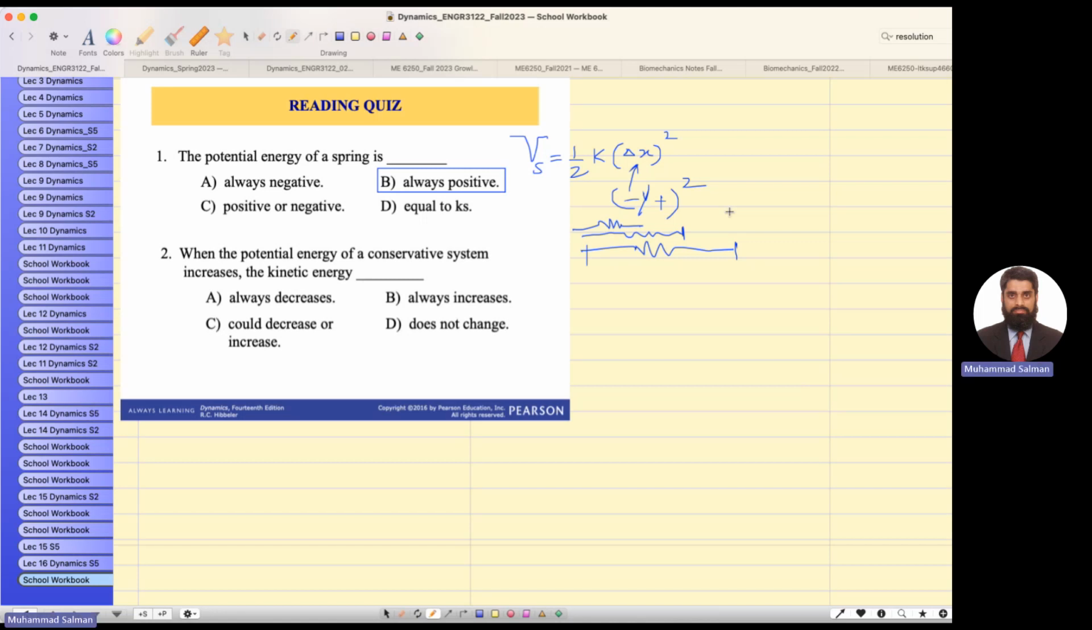Positive energy, correct? What is the potential energy of a conservative system? When the potential energy of a conservative system increases, what happens to the kinetic energy? It always decreases. And a conservative system is a system where we don't have any friction losses. We assume that although air is present, like a swing in the air, there is still friction, but we neglect it for our simplification.